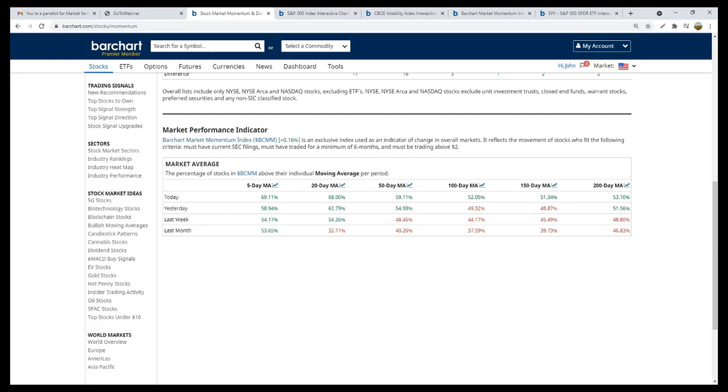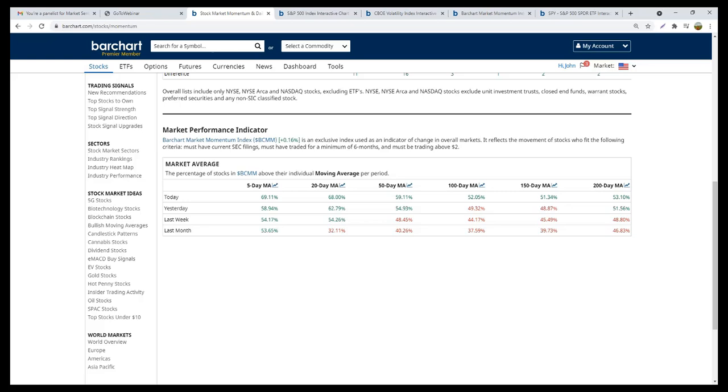Okay, again, let's look at each individual time frame. Over the 5 day moving average, we can see there has been a slow rise in the number of stocks that are above their 5 day moving average. Last month only about half were above their 5 day moving average. Today we're seeing about 70% are above the 5 day. So we're seeing momentum is increasing in the short term. If I look at a longer time frame, let's say 100 days, we do see that fewer stocks were making new lows, or fewer stocks were making new highs, and now momentum has shifted to the positive.